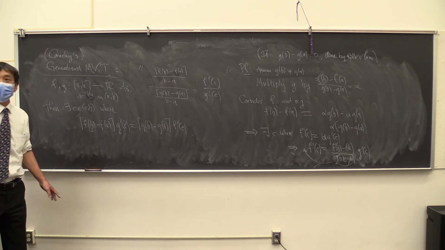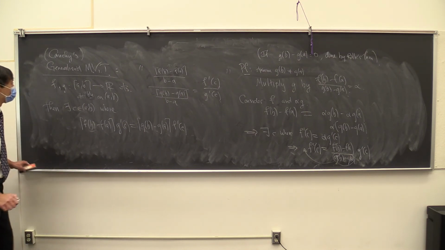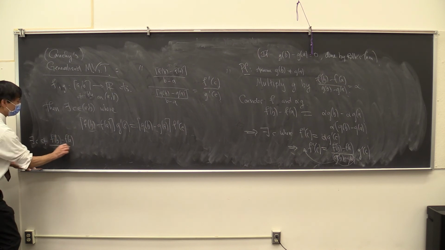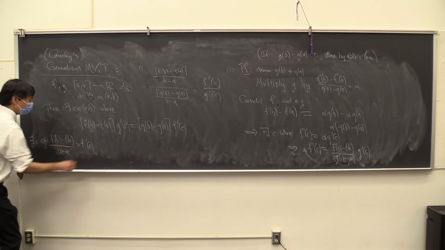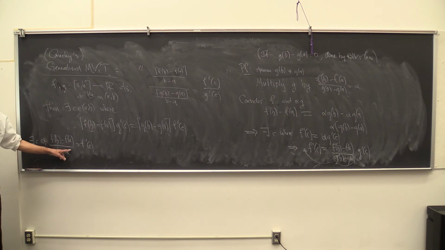What's the mean value theorem? Anybody remember the plain old mean value theorem? On an interval [a, b] where f is differentiable, there's a point c such that f(b) minus f(a) equals (b minus a) times f prime of c. So there's going to be some point where the instantaneous velocity equals the average velocity. That's what the mean value theorem says.